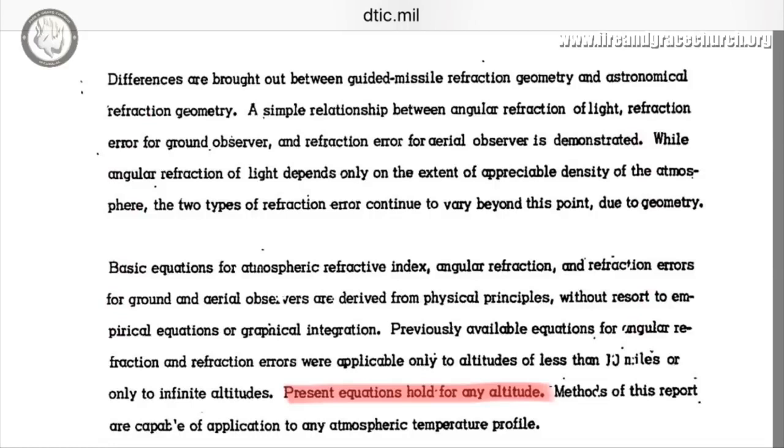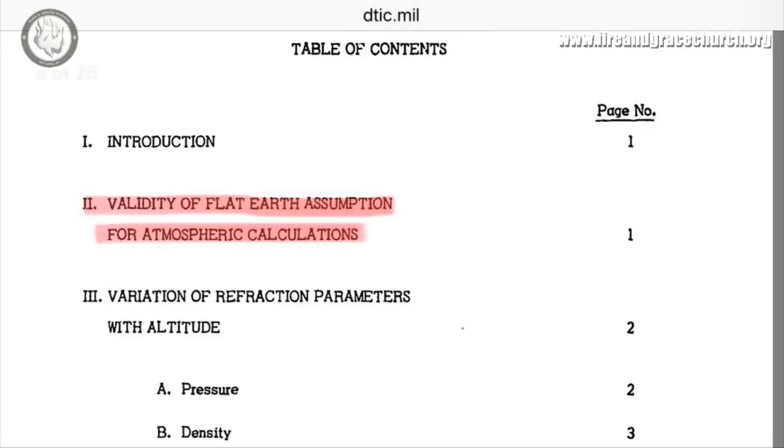It says, here, now I want to point this out. Present equations hold for any altitude. Everybody see that? I don't have time to read all of it. Present equations hold for any altitude. All right, let's see what they're talking about. Table of contents, introduction, validity of flat Earth assumption for atmospheric calculations. Validity. You know what validity means? Something that is a solid fact.